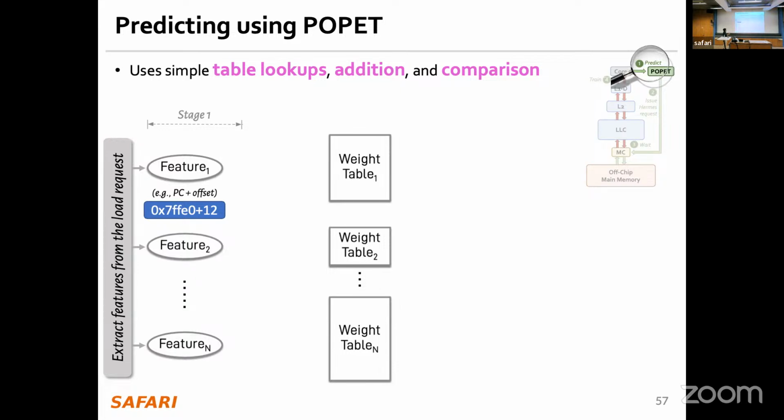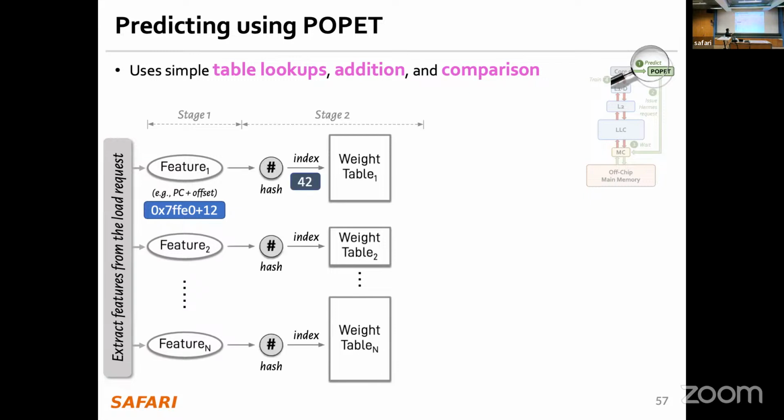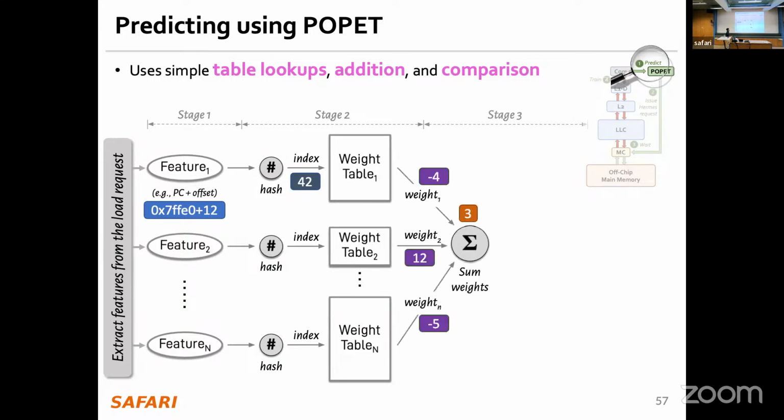Once you extract these features, you use each feature, hash it down, and use the hash value to index the weight table. For example, this feature gets hashed down and creates the hash value 42 that we use as an index to look up this weight table. Similarly, you use the second feature to look up the second weight table, the third feature, and so on. Each individual table lookup gives you an individual weight from its table.